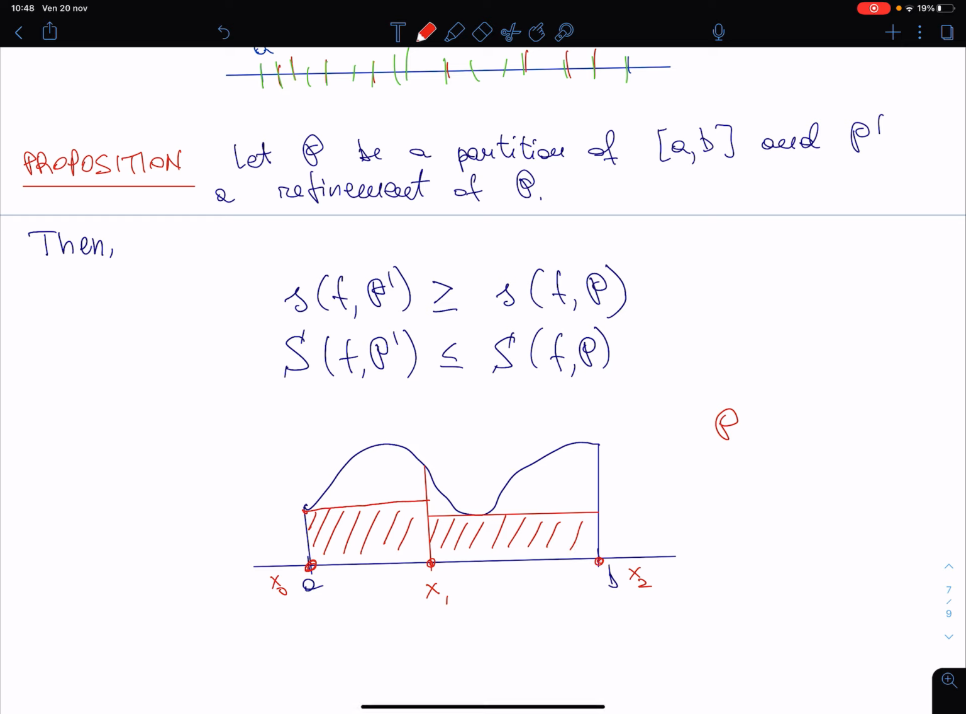And now consider an elementary, a basic refinement of it by just introducing one point, a point z here, for instance.